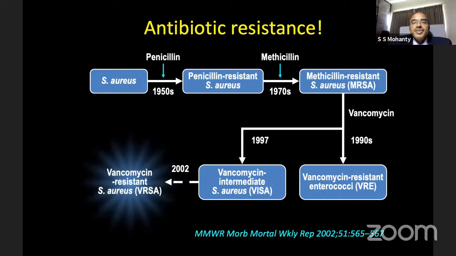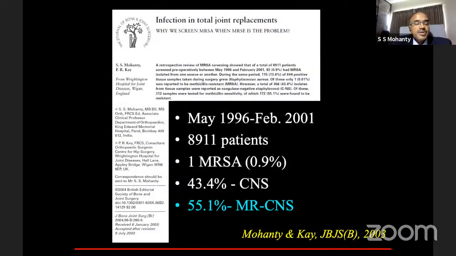So we saw antibiotic resistance because of inadvertent use of antibiotics. In the 50s, we saw penicillin resistance, in the 70s, methicillin resistance. Now from 2002 onwards, we are seeing vancomycin resistant Staphylococcus aureus. We published a paper from Wrightington after my fellowship with Peter K. And we saw that in about 9,000 patients, there was only one deep infection with MRSA. That is because of the routine screening of MRSA in patients who were admitted to Wrightington. But on the other hand, we saw more than 55% of patients with methicillin-resistant coagulase negative Staphylococcus. That was the cause of deep infection in the infected joints.